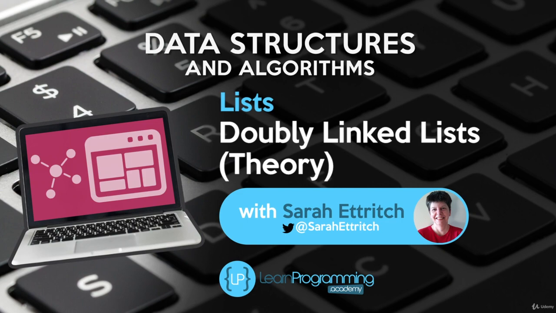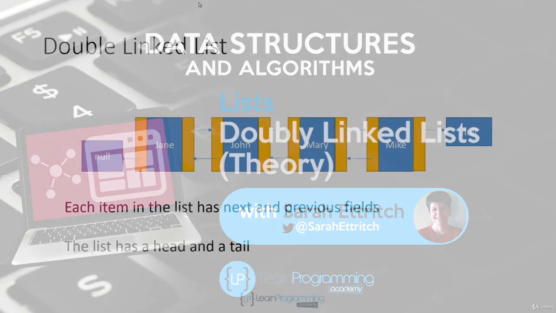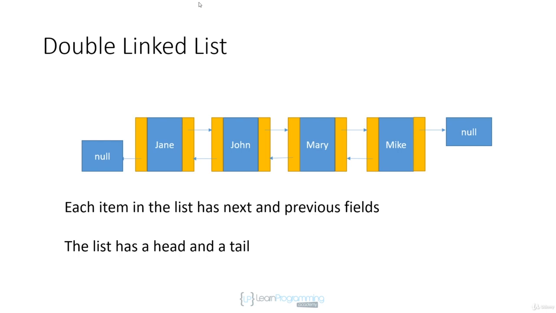Alright, so in the last couple of videos we looked at singly linked lists, and now we're going to look at a doubly linked list. With a doubly linked list we have nodes, we have a head, we have a tail, and each node in the list points to the next item in the list and to the previous item in the list. And so this time we have two reference fields. This would be the next field and this would be the previous field.